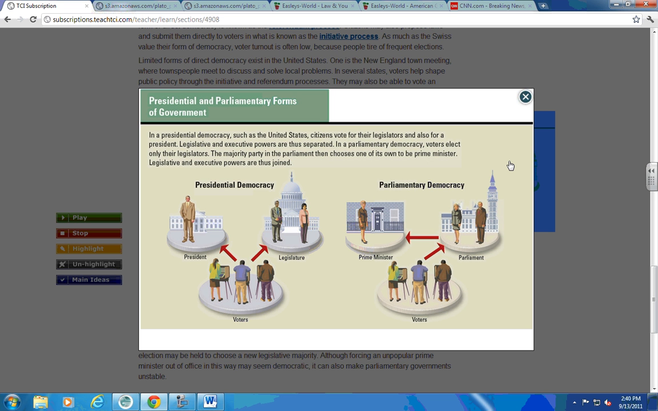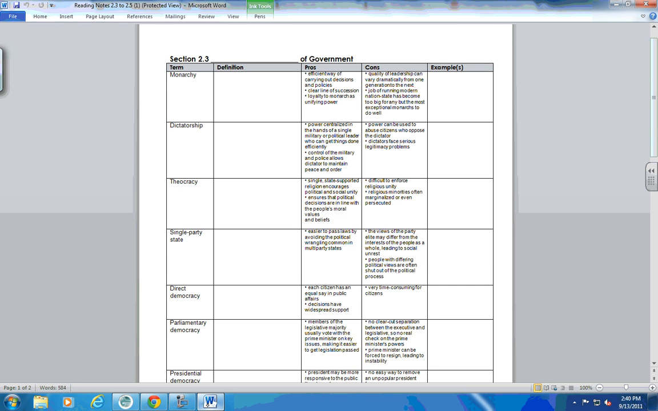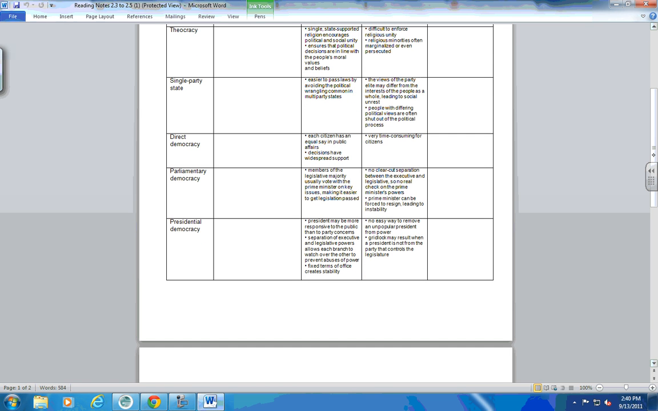Every 2 years, we could go through that. So when you look at the pros and cons for a direct democracy, parliamentary versus a presidential democracy, a parliamentary democracy creates a little bit of instability in that every 2 years you could have a new prime minister. Imagine every 2 years having a new president of the United States. It would be chaotic. So it does tend to create a little bit of instability.